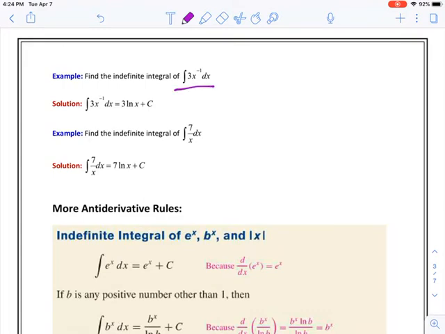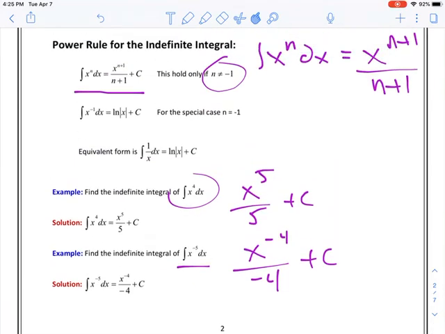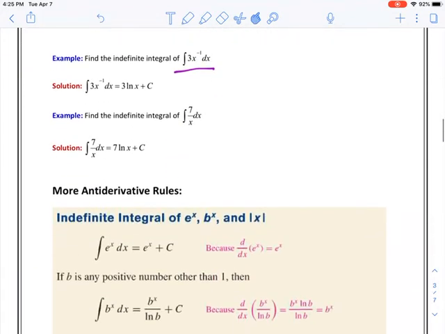Okay, here's one where we have to use the special rule, which I kind of skipped over here, is when n is equal to -1. And I'll show you why that is in this problem.